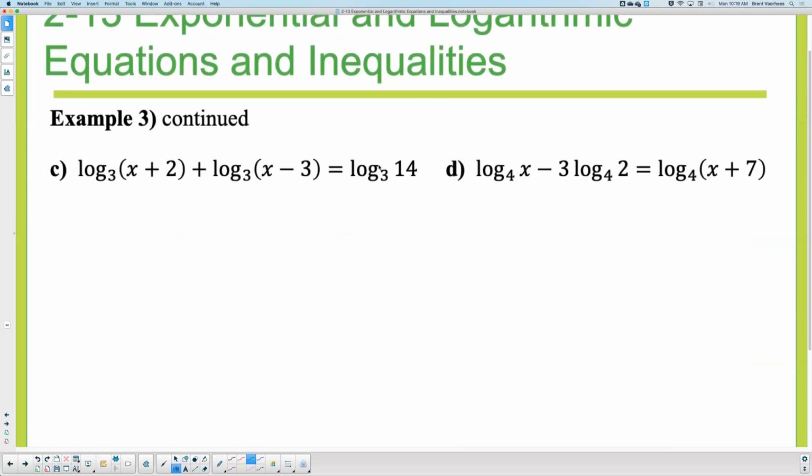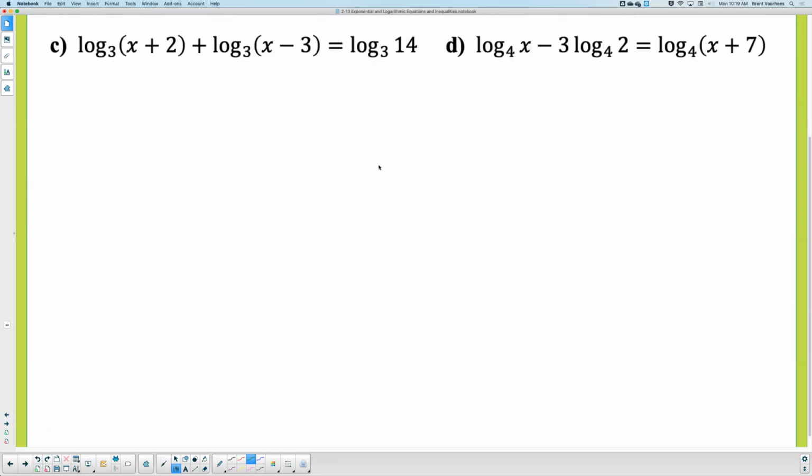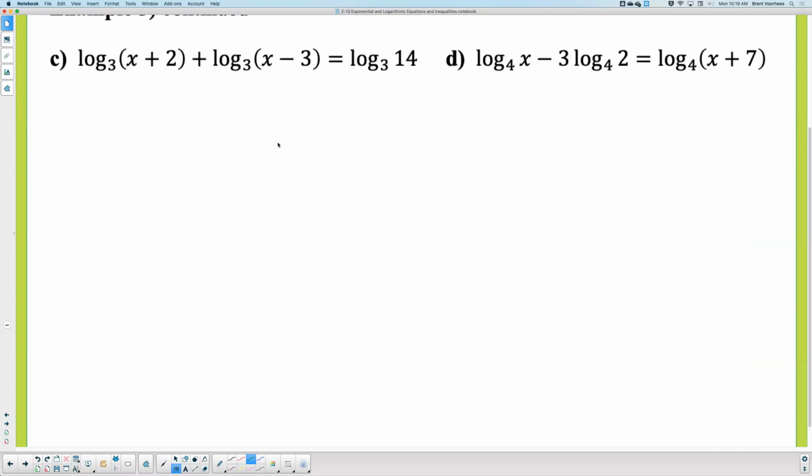Okay, let's look at part C. And see if we can go a little bit quicker through these properties. What can I do when I have two logarithms adding? Multiply. So we're going to say this is the same thing as log base 3 of x plus 2. I'm going to rewrite this a little different. X plus 2 times x minus 3. Right, like that. So you can see what I'm doing. I'm making it one logarithm.